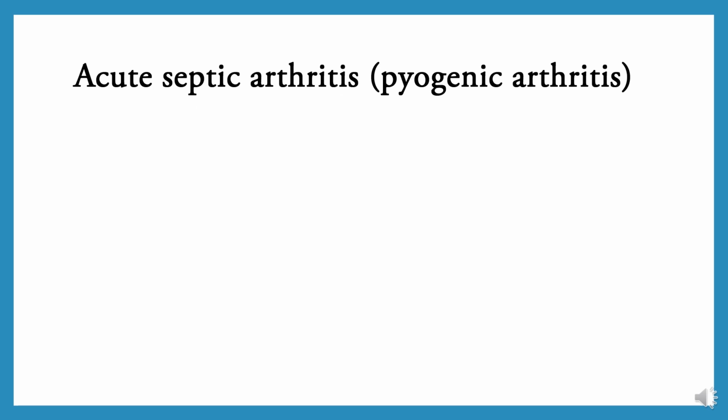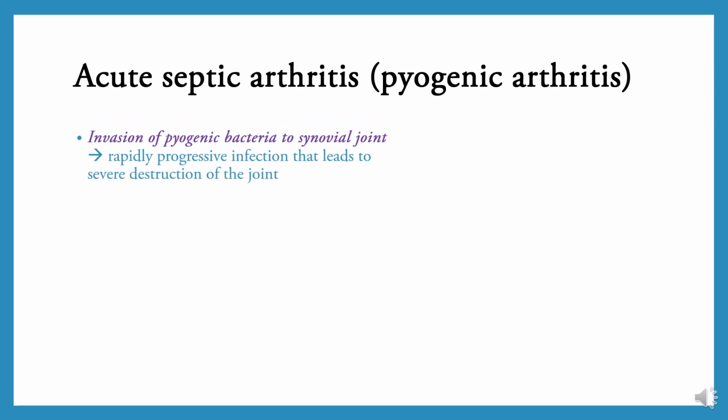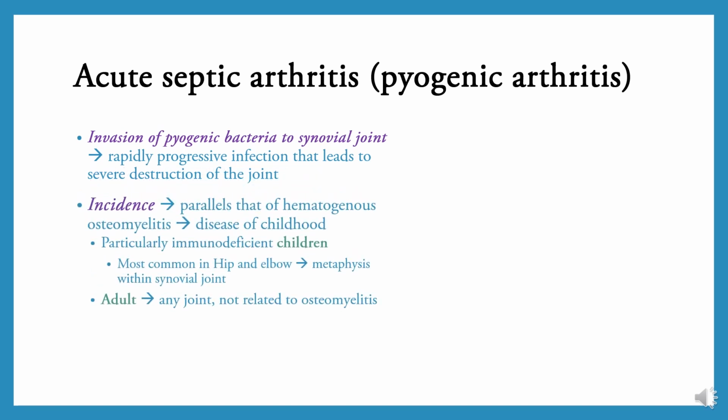Acute septic arthritis. There is an invasion of pyogenic bacteria into the synovial joint. The incidence parallels that of hematogenous osteomyelitis. It is a disease of childhood and particularly of immunodeficient children. In adults, it could happen in any joint, however, it is not related to osteomyelitis.